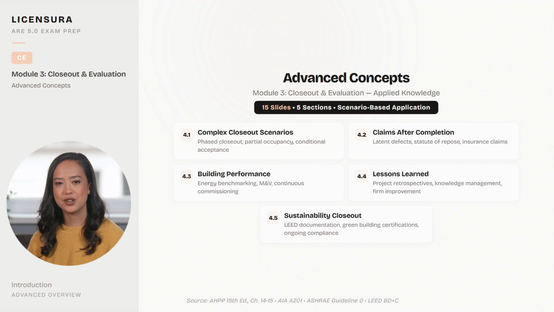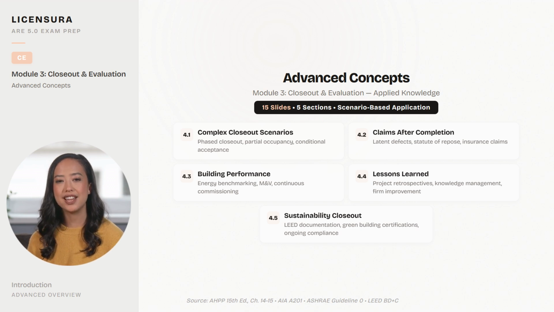They don't just ask you to define a term, they give you a scenario with competing priorities and ask you to pick the best move. We've got 15 slides ahead of us, broken into 5 sections, and each one is designed to push your thinking from, I know the concept, to, I can apply it under pressure. So let's preview what's coming.